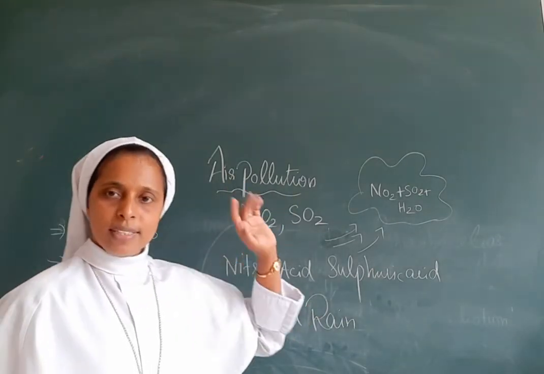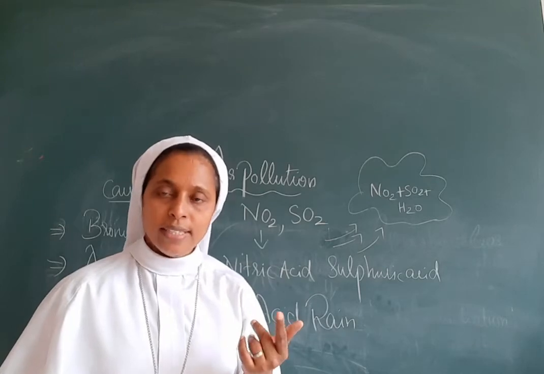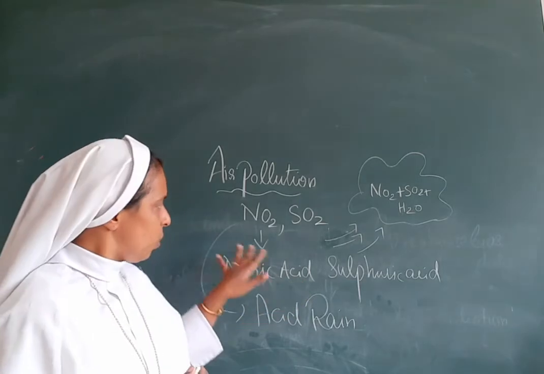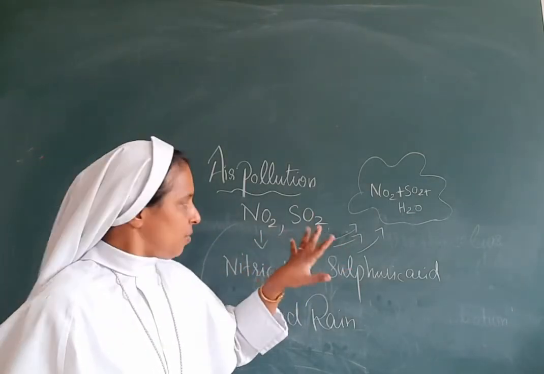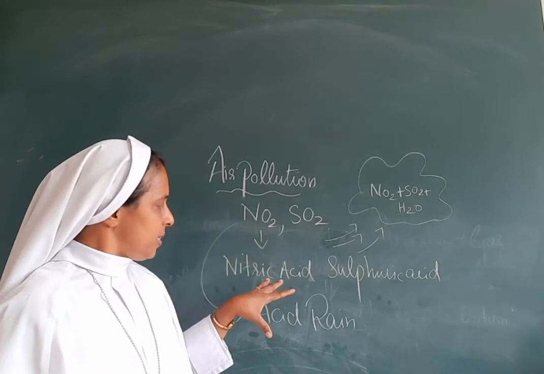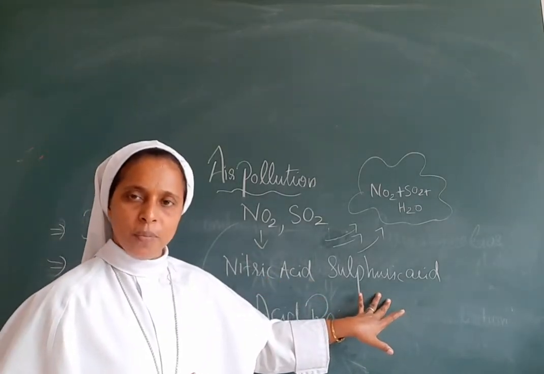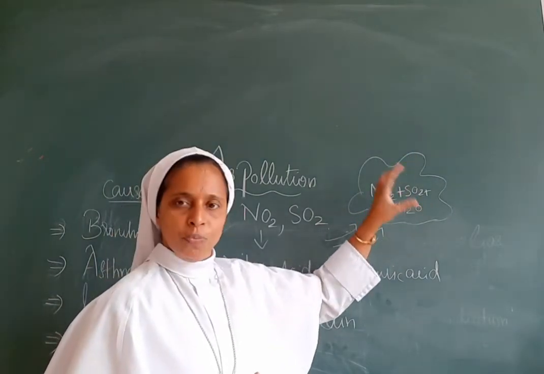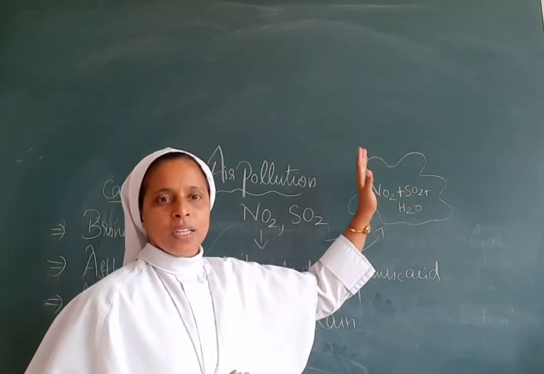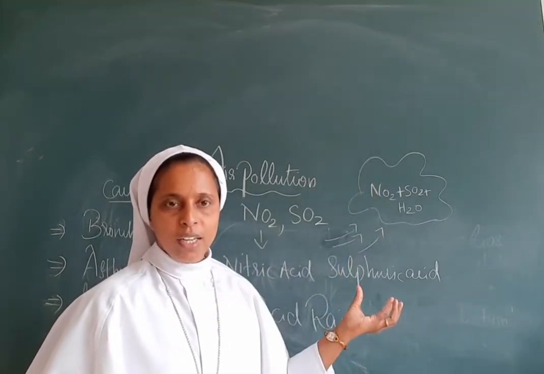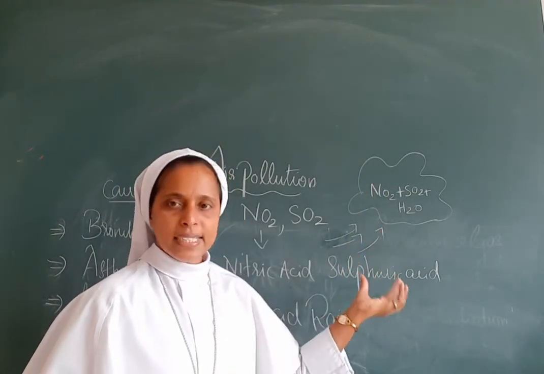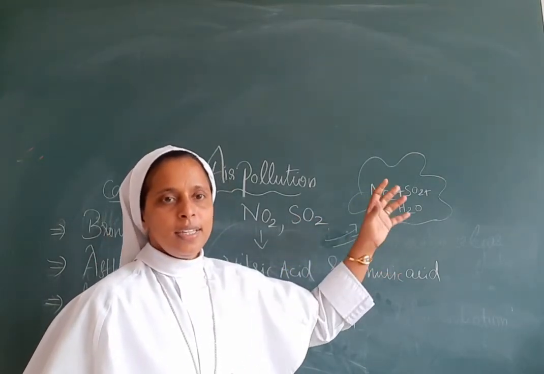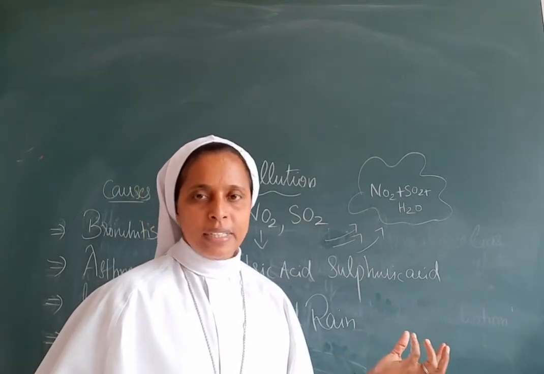We have discussed carbon dioxide, the greenhouse gas, the greenhouse effect, global warming, and how we can prevent it. Now nitrogen oxide and sulfur dioxide release nitric acid and sulfuric acid. When they go up, they mix with the clouds and H2O and come down in the form of rain. If the concentration of nitrogen oxide and sulfur dioxide is high, it is known as acid rain.